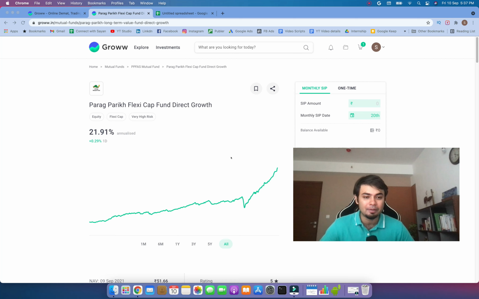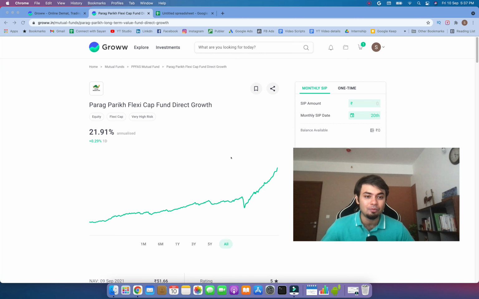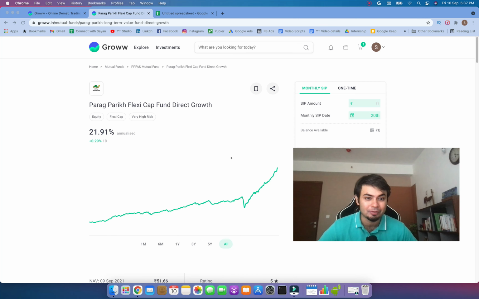This is very important, because NFO is the time when the number of units of the mutual fund gets allocated. NFO is the time when the entire value of the asset gets allocated into the mutual fund for the first time. And NFO is the time when the mutual fund gets registered and the movement of the NAV, which is the net asset value of the mutual fund, starts. So to simplify this, whenever a new mutual fund gets launched, the price of the mutual fund will always be rupees 10. So please keep a note of this.